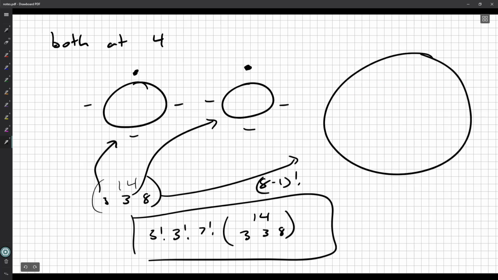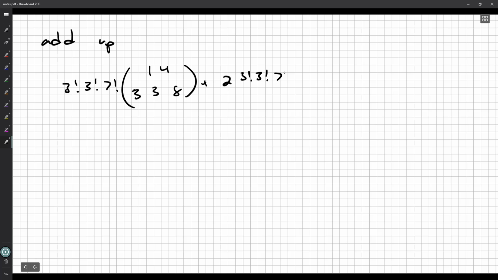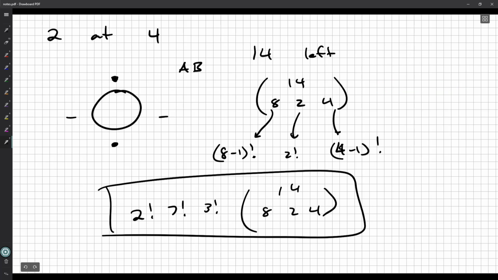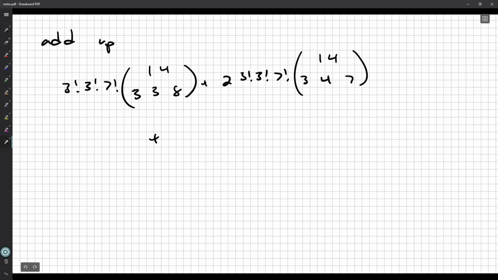So we'll start with the last one: 3 factorial, 3 factorial, 7 factorial, 14 choose 3, choose 3, choose 8. Plus, then there was the 2 times, same thing, 3 factorial, 7 factorial, 14 choose a group of 3, a group of 4, and a group of 7. Plus, now we've got the earlier cases where they were both opposite each other. So 2, 7, 3. And so here they were opposite each other. I needed a group of 8, I needed a group of 2, and I needed a group of 4.